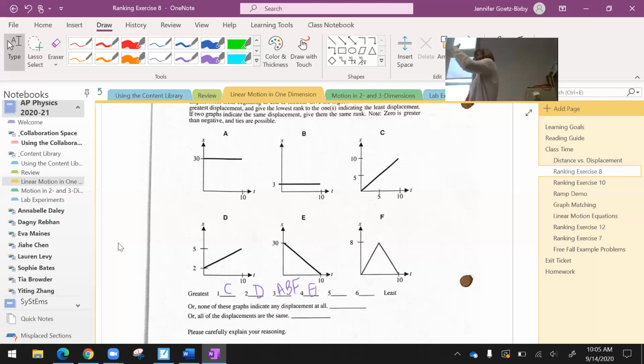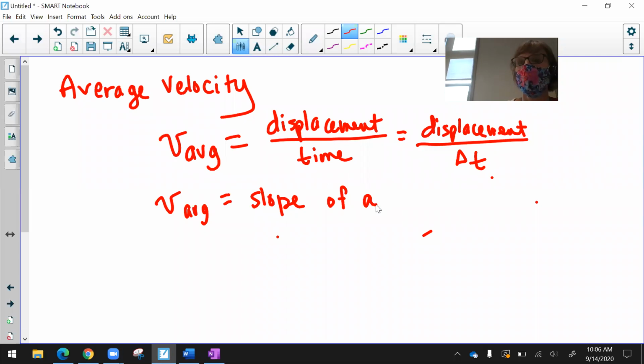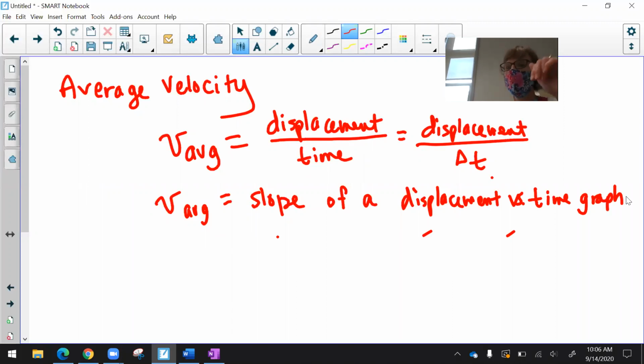So are we getting a pattern here? What is my pattern? Okay, so the average velocity is also going to be the slope. And we can't just say the slope, okay? It's going to be the slope of what? A displacement versus time graph. Okay.